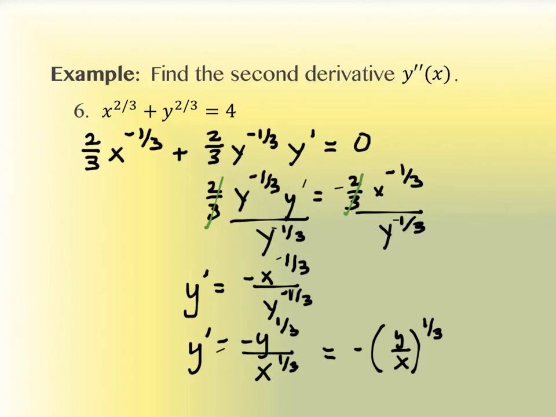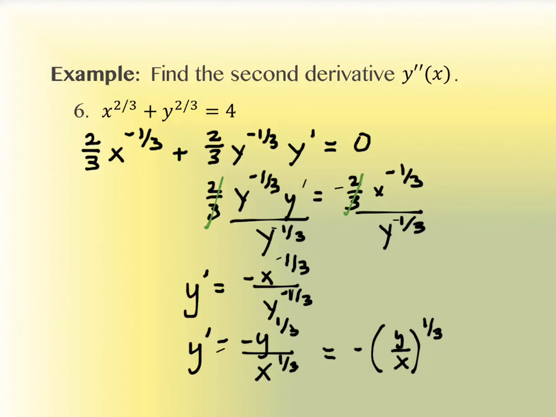If you choose to leave it with the 1/3 on the exponent on the top and the bottom, you're going to be using a quotient rule, right? And inside of the quotient rule, the numerator is going to have a chain rule because this is y to the 1/3. If you decide to pull it out like this, you're going to have a chain rule because you've got a power of 1/3 on the outside. And inside of here, you're going to have a quotient rule.